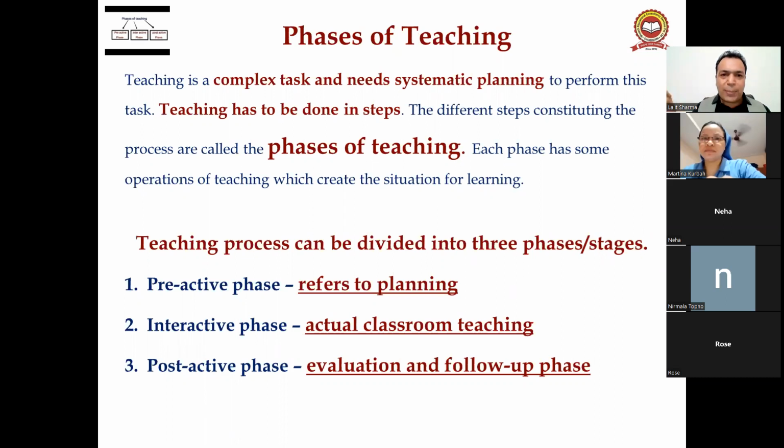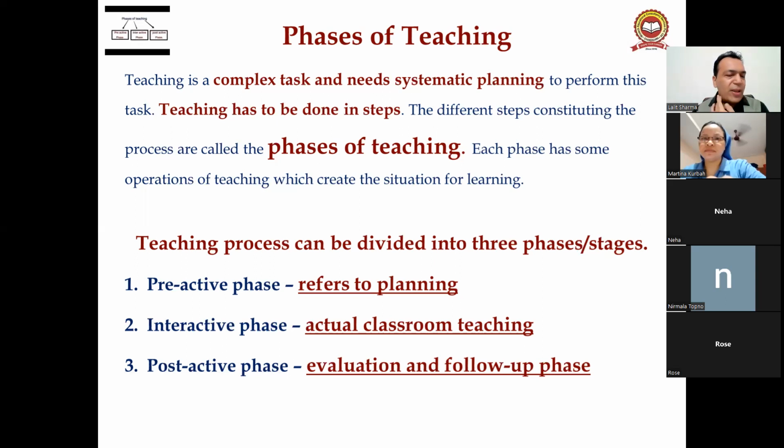Guys, teaching is a complex task and needs systematic planning to perform the task. Okay, right? And what is the systematic planning? Basically, teaching involves steps. What are the steps? There are 3 steps, called the phases of teaching. You have to take care of these 3 steps before going into the classroom. Okay, what are the 3 phases or 3 steps? One is the pre-active phase, right? Second is the interactive phase. Third is the post-active phase. Okay, these are the 3 phases or steps of teaching.